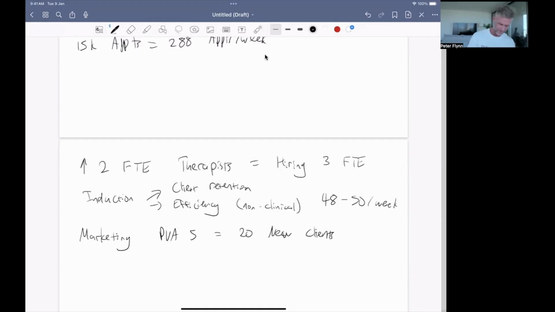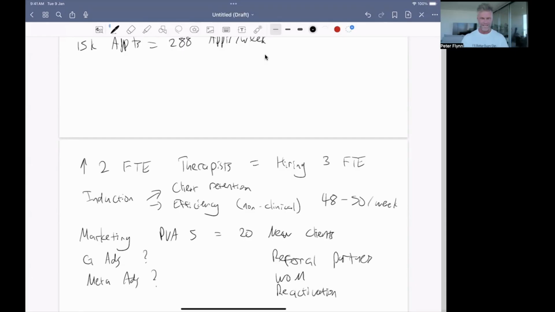Now you can break that down and go, for our Google Ads, how many do we want there? For our Meta ads, how many? And then we can go our referral partners, word of mouth and reactivation. And under each of these areas, we're going to need to build a specific goal, a specific strategy. And there's going to need to be some thought behind it.